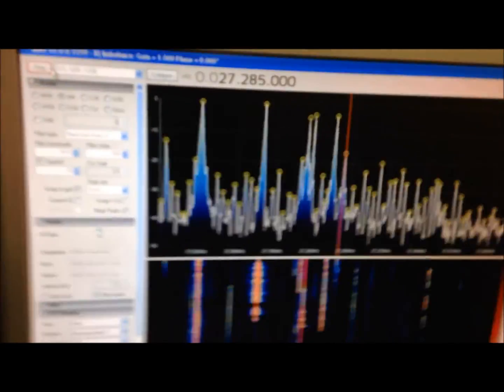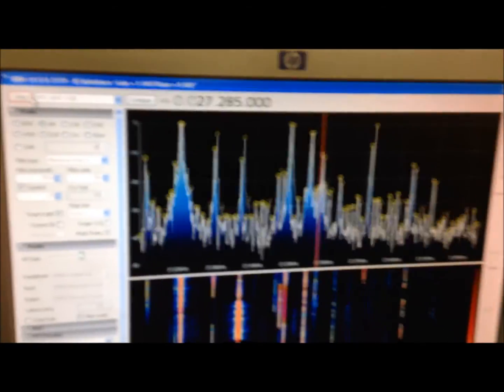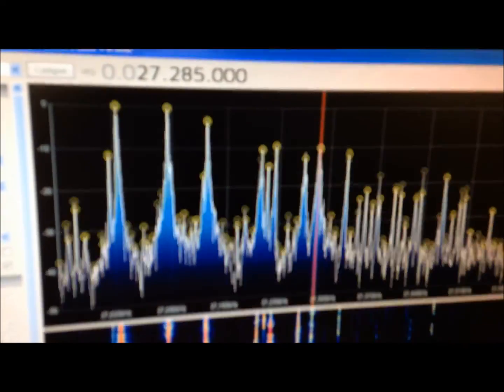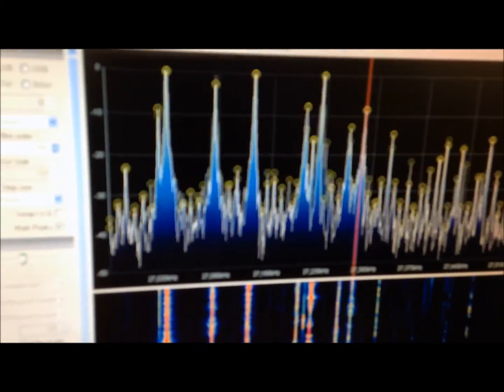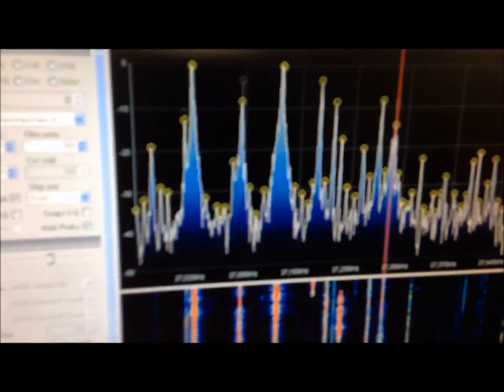I'm only a day or two into this now, but basically what you have is your graph up here, what they call a spectrum analyzer or something of that nature, and below that is your waterfall. And of course, you configure it when you load it up.